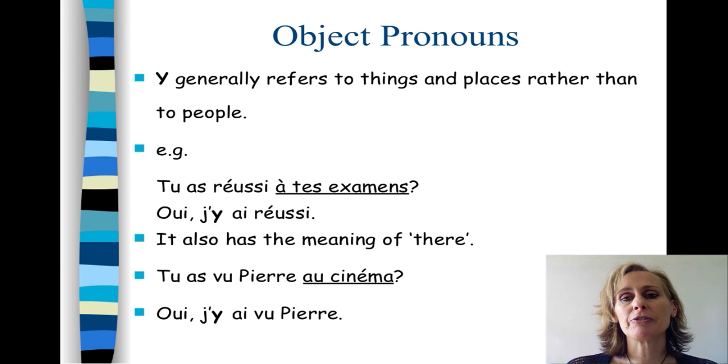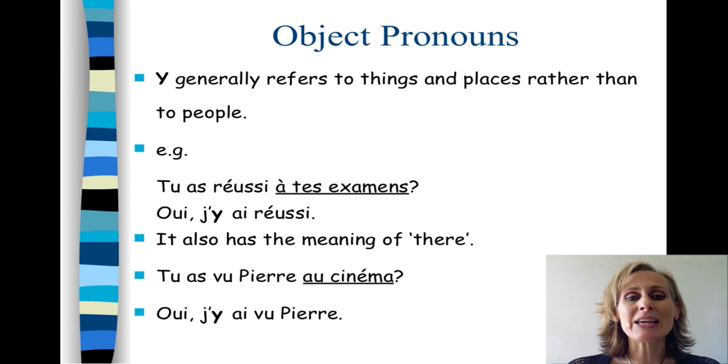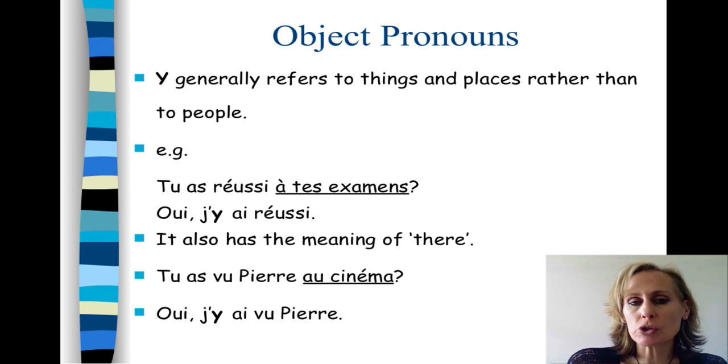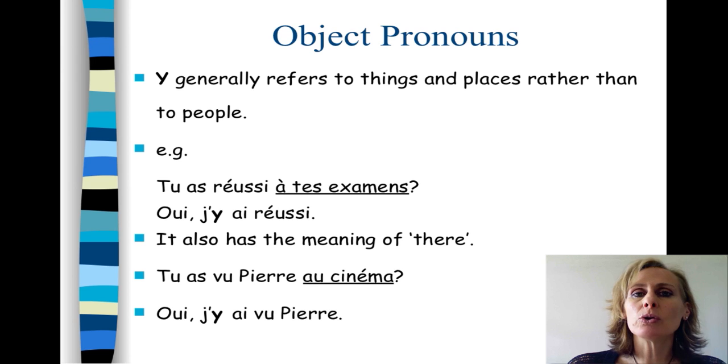Y generally refers to things and places rather than to people. For example, as we saw a couple of pages ago, tu as réussi à tes examens? Oui, j'y ai réussi. Yes, I succeeded at them. We've got à tes examens, the idea of à, so we must use y, to, and it's a thing. It's a plural thing, so we use y. Singular or plural, if it's a thing, we use y.